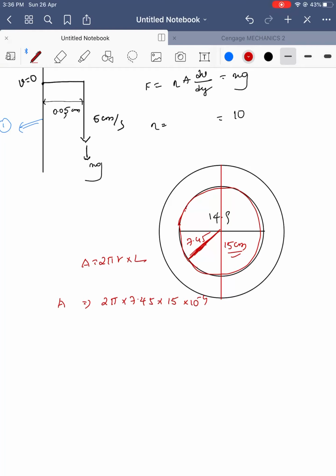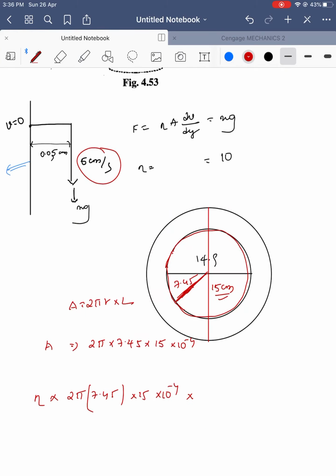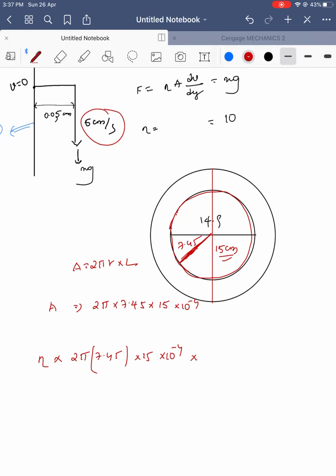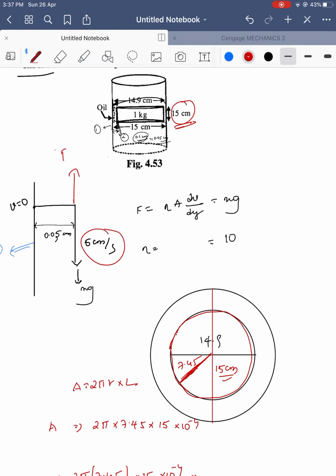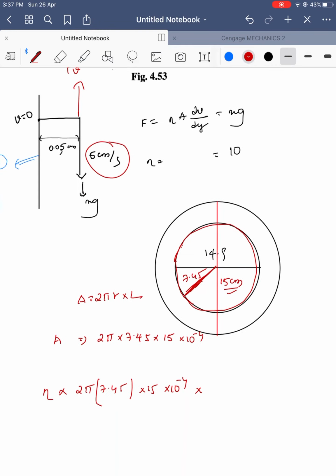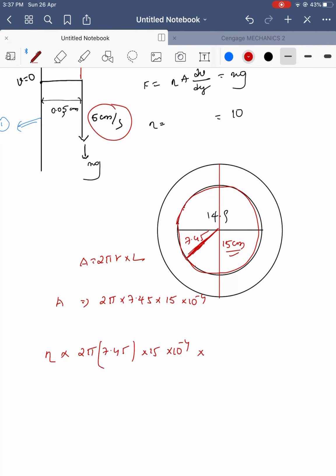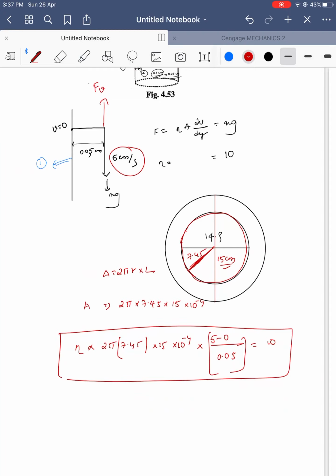Okay, let's write the equations here. Mu into 2 pi into 7.45 into 15 into 10 power minus 4 into dv by dy. dv is equal to 5 minus 0. The force acting in the upward direction is the viscous force, and the downward force is mg. 5 minus 0 by the distance between these two, 0.05 centimeter per second, and it is centimeter. Anyhow, this gets cancelled, which is equal to mg, nothing but 10. So simplify this to get the value of mu.